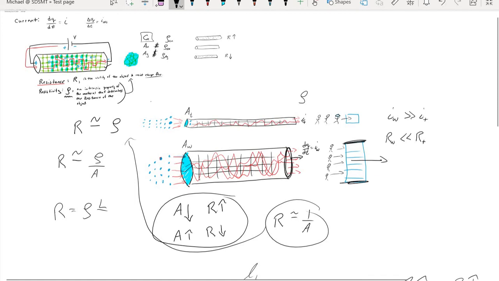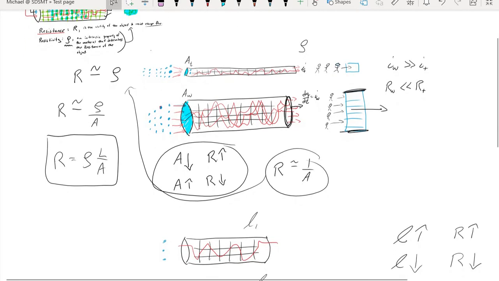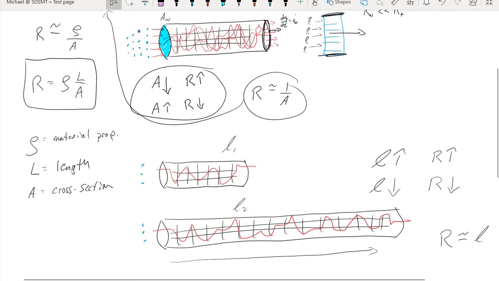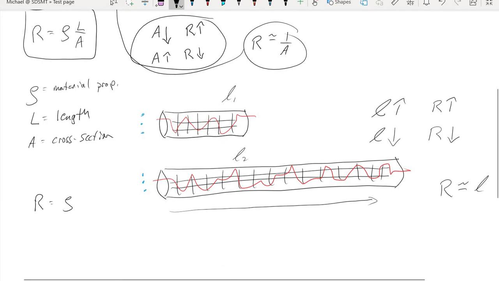And as it turns out, this is the last piece that we need to describe the resistance of our object. It depends on three different characteristics. It depends on what the material is made of. So we have a material property here. It depends on the length of the wire, and it depends on the cross-sectional area of the wire. But we now have our equation for the resistance of any object.